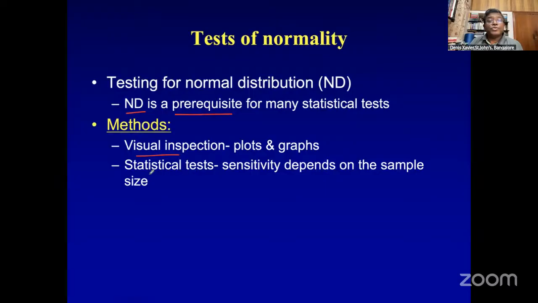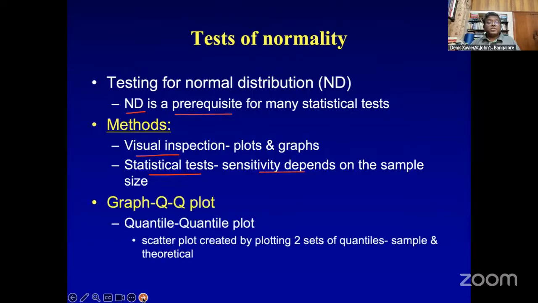And then you can also do statistical tests. There are many tests, and the sensitivity of the test depends on the sample size and sometimes the type of data as well, right? So graphically, you have what is called the QQ plot. It's called the quantile plot. It's a scatter plot created by plotting 2 sets of quantiles. You have your sample, and on the next side, you have a theoretical QQ plot. You look at both of them visually and say, okay, this is all right. Visually, I say my data is normally distributed, and we can go ahead.